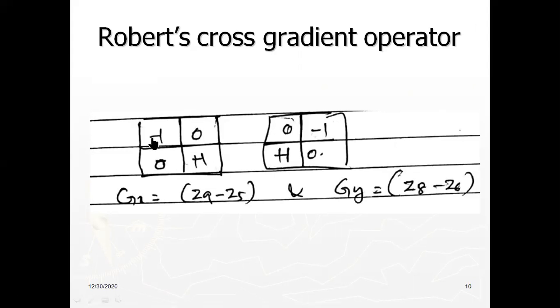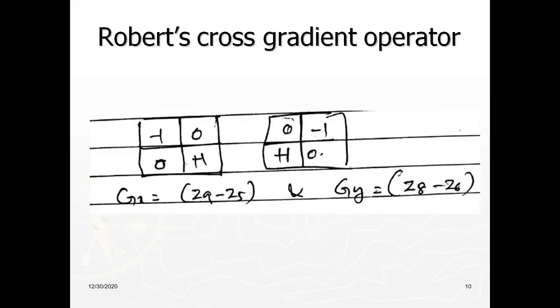So it is with only 4 elements: minus 1, 0, 0, plus 1. This is 0, minus 1, plus 1, 0. So in this case, Gx is computed as Z9 minus Z5. Gx is Z9 minus Z5, and Gy can be computed as Z8 minus Z6.